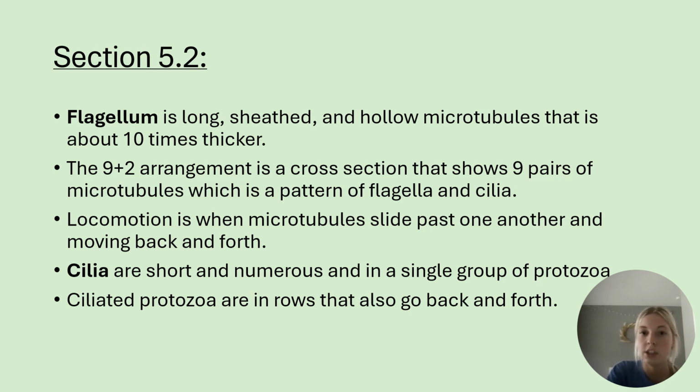The flagellum is long, sheathed, and a hollow microtubule that is about 10 times thicker. The 9+2 arrangement is a cross-section that shows 9 pairs of microtubules, which is a pattern of the flagella and cilia. Locomotion happens when microtubules slide past one another, moving back and forth. The cilia are short and numerous, and they are found in a single group of protozoa. Ciliated protozoa have them in rows, and they also move back and forth.